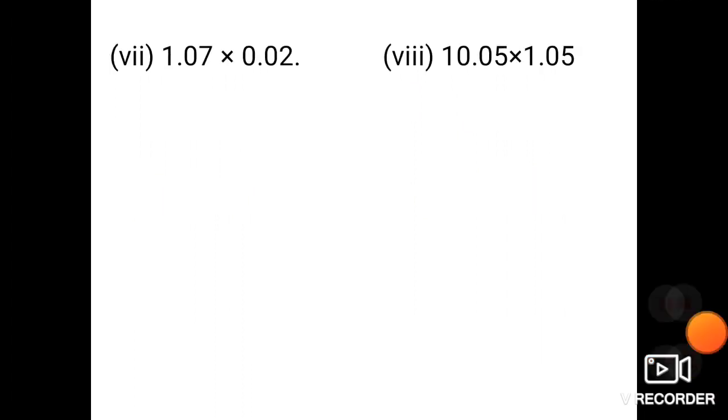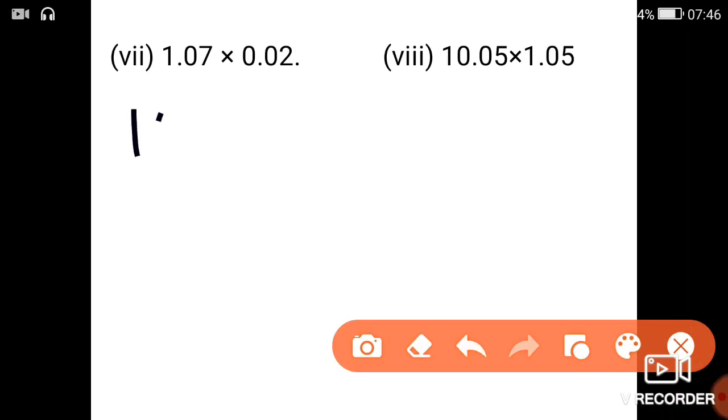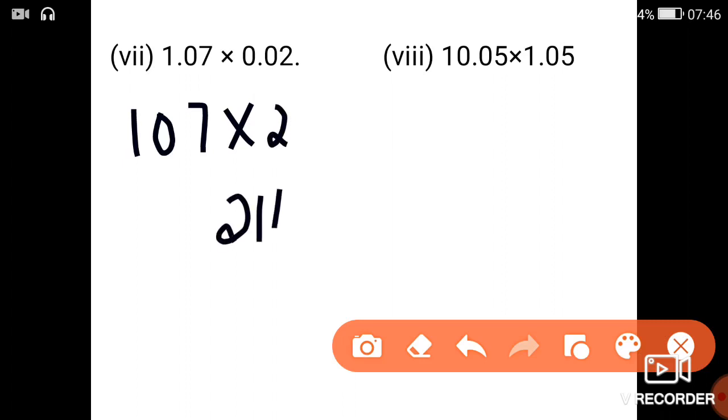Next problem we have 1.07. We need to multiply it with 0.02. First we will write it as a whole number. We will write 107. We will multiply it with 2. So that is equal to 214. Here there are 4 digits, that is in 1.07 after the decimal point we have 2 digits, and 0.02 we have 2 digits. So 2 plus 2 is 4 digits. So we will place the decimal point after 4 digits. So it is 0.0214.